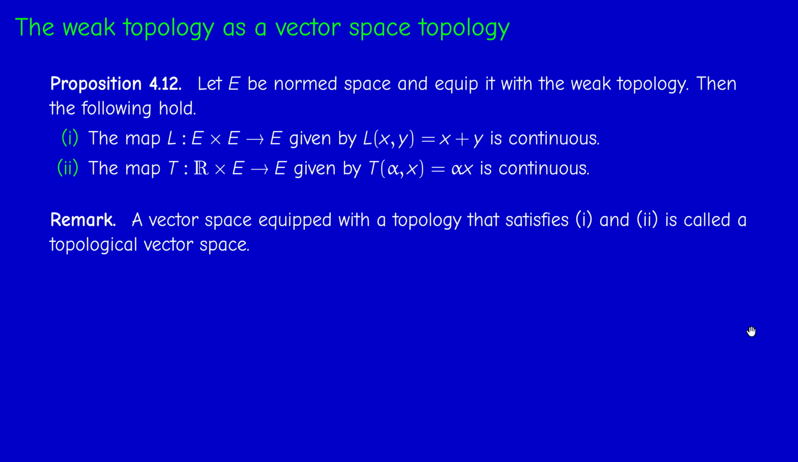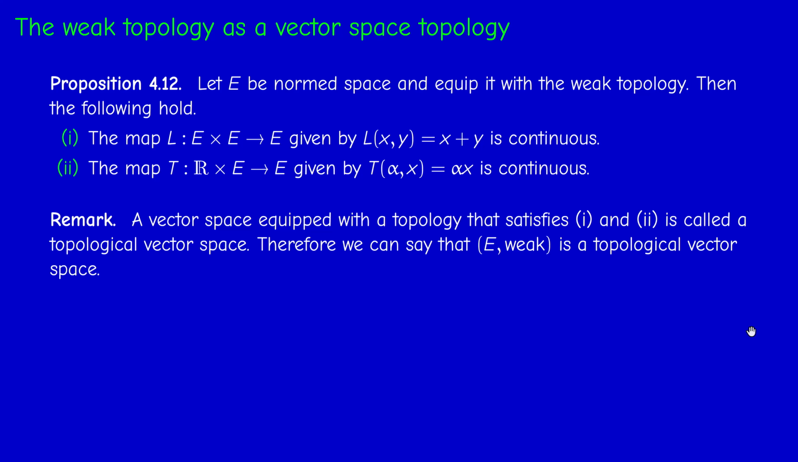So in general, a vector space equipped with a topology that makes these two fundamental operations continuous is called a topological vector space. What we said means that E equipped with the weak topology is a topological vector space. Now, we are not going to deal with topological vector spaces in generality in this course, but it's good to know that what we are studying is a particular case of a more general context. And of course, E equipped with the norm is a topological vector space.